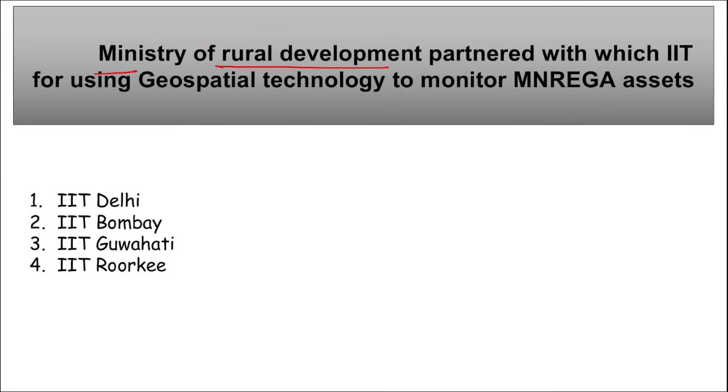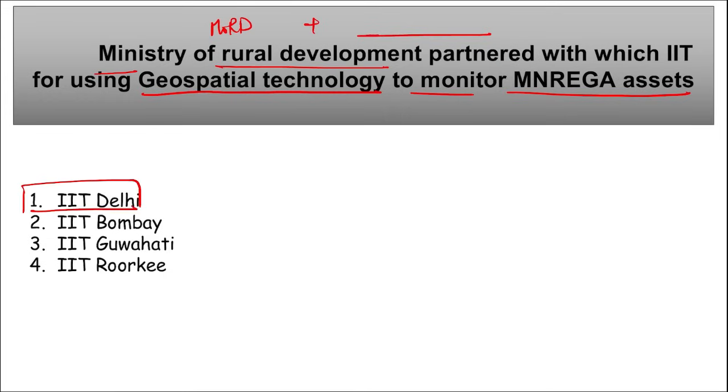Next, Ministry of Rural Development has partnered with which IIT for geospatial technology to monitor Manrega assets. So it is Ministry of Rural Development, and they have partnered with IIT Delhi in order to monitor the Manrega assets. This partnership will aim to utilize the power of technology for the betterment of the rural development process, and as this project aims to modernize it, with the help of these geospatial technologies we will be able to monitor the Manrega assets here, right? These projects aim to modernize the way rural development projects are planned, monitored, and executed, and ensure the accountability of those projects too.